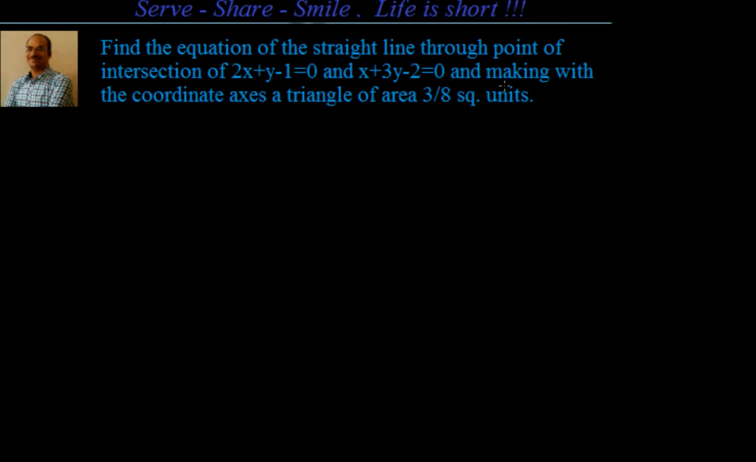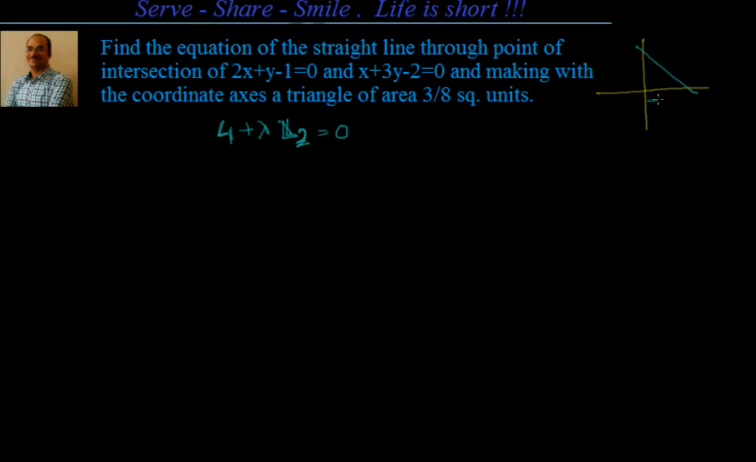So we have to make a triangle with coordinate axis. Let's say if these are the coordinate axis, we are talking about a line like this. Let us assume that, and that line has to pass through the point of intersection of these two lines, which we will anyway form. We will use L1 plus lambda L2, so that we will get the equation of that straight line which is passing through the intersection of L1 and L2. It has to make a triangle with coordinate axis of area 3 by 8.